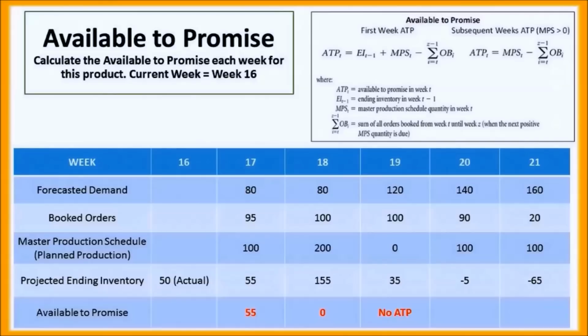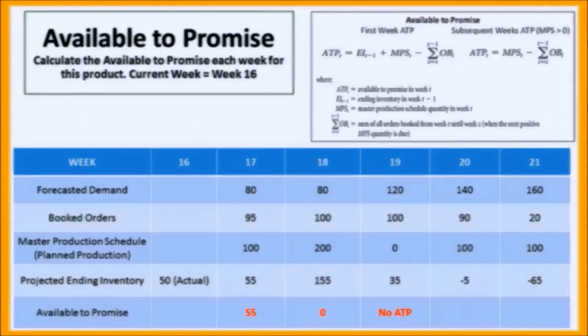Now, whenever you are not producing, so when the master production schedule is 0, you will not have an available to promise. Remember, the assumption behind the formula is that in week 18, whatever we had available to promise, which in this case was 0, but if it had been a number there, whatever we had available to promise, sales would end up selling. And because we are not producing anymore in week 19, we will not have any available to promise in week 19.